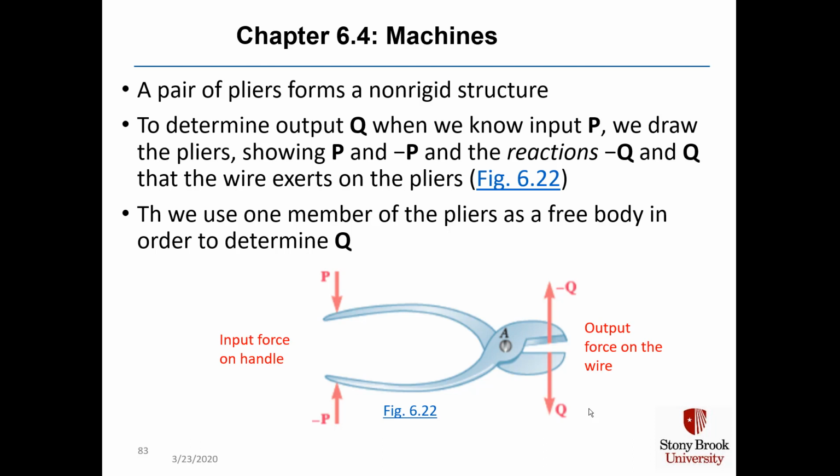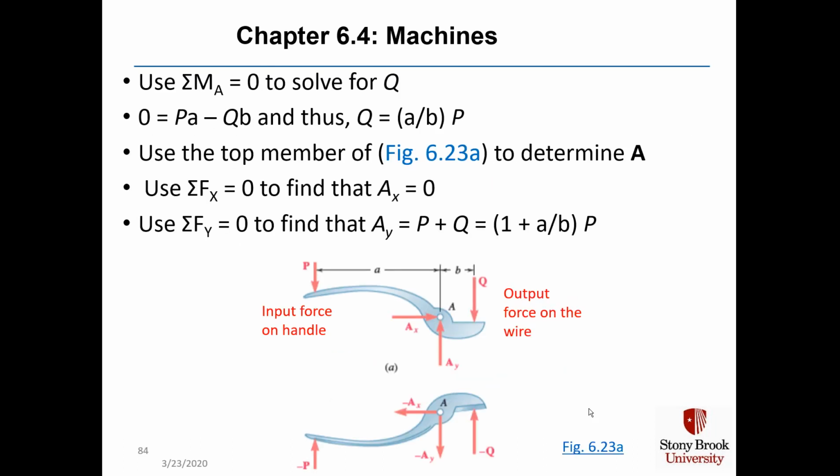Then we use only one member of the pliers as a free body in order to determine the output force Q. We can sum the moments around point A to solve for Q, and we find that 0 equals P times a, the force P times lever arm a, minus Q, which creates a moment in the clockwise direction, times lever arm b. Thus Q equals a over b times P.